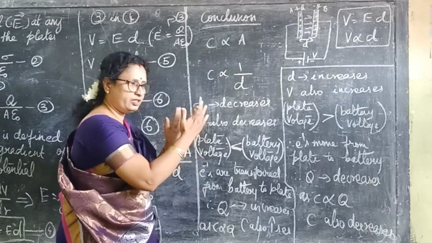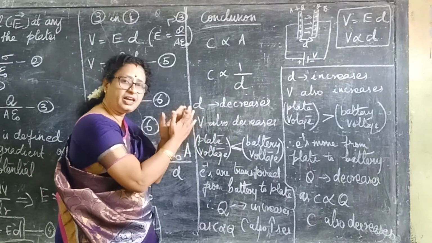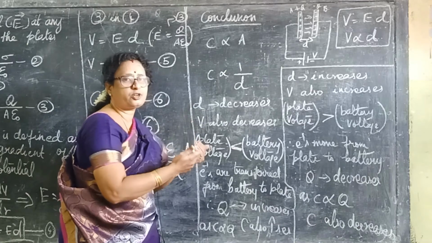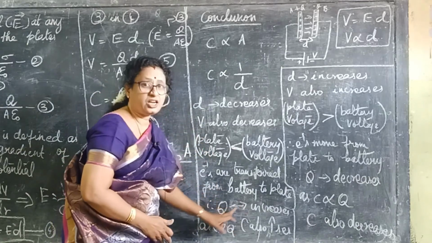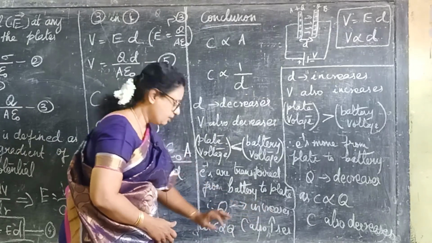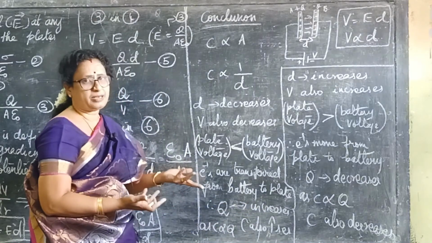When the plate distance decreases, the plate voltage decreases. Then more number of electrons will be stored in the plates. So Q increases. The charge that is stored in the plate will increase. So now we know the expression for the capacitance of the capacitor.